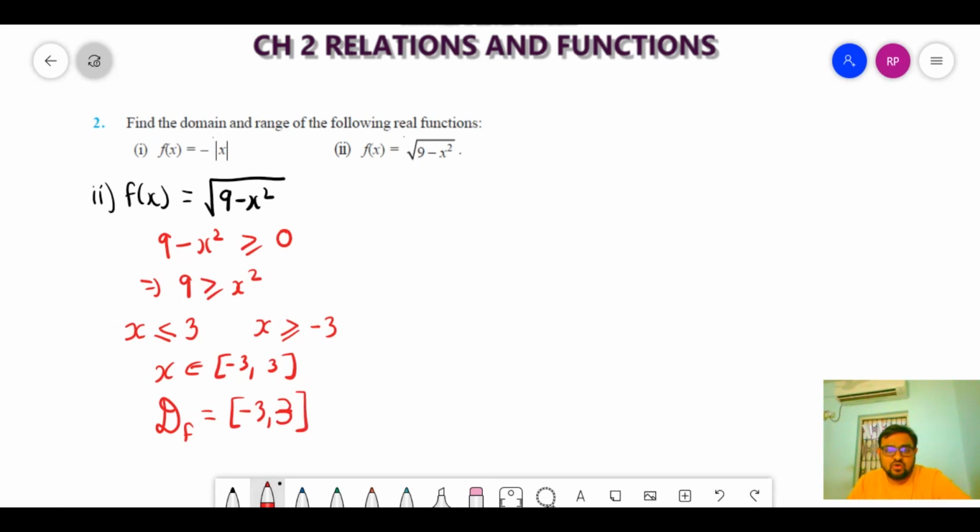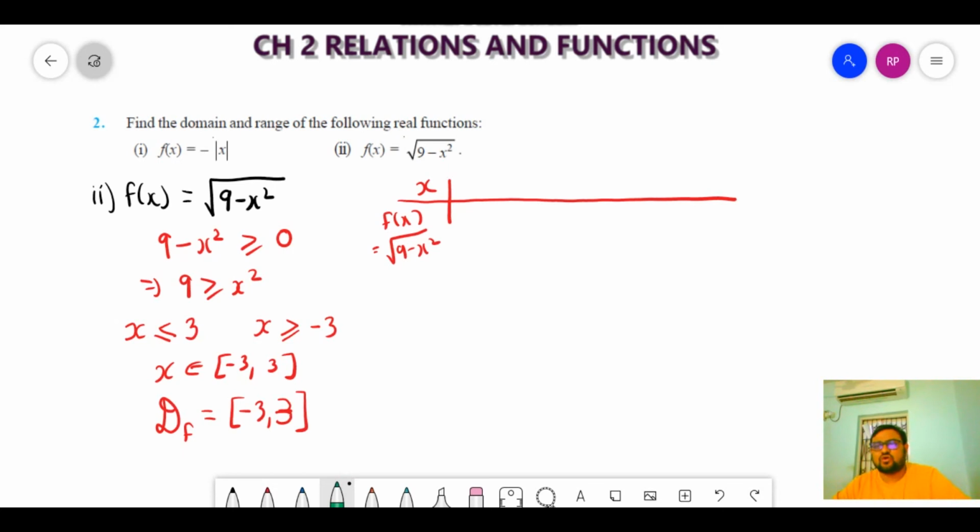Okay. Now for the range. So see, this is the domain. Let me draw a table for that. x and f(x), that means root of 9 minus x squared. So let's see which values of x I can take. The lowest value of x that I can take is minus 3, because minus 3 is the lowest value. Then I can take minus 2.5, but let me write down the integer values only. The answer will lie between the answers of these two. Minus 2, minus 1, 0, 1, 2 and 3.